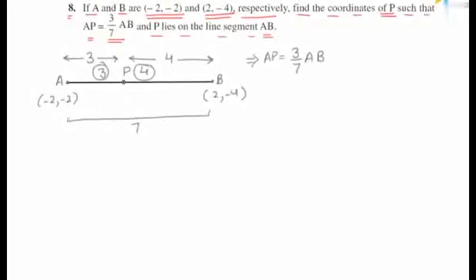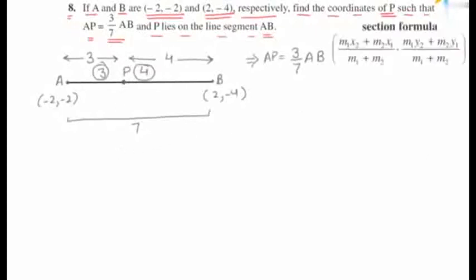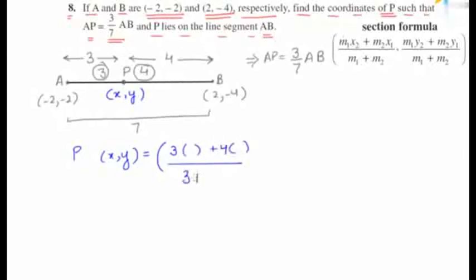Now we have the ratio and we have to find the coordinates of P. So we'll use the section formula. (m1x2 plus m2x1)/(m1 plus m2), (m1y2 plus m2y1)/(m1 plus m2). So the coordinates of P, let's say the coordinates of P are x, y. So x, y will be equal to, m1 and m2 are 3 and 4, so (3 into x2 plus 4 into x1)/(3 plus 4), comma (3 into y2 plus 4 into y1)/(3 plus 4).